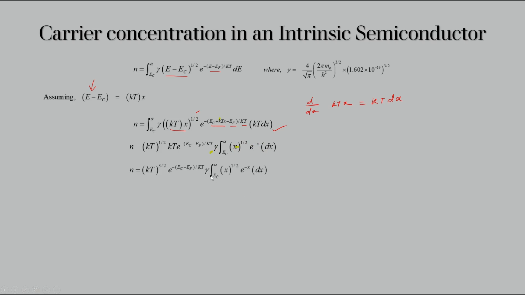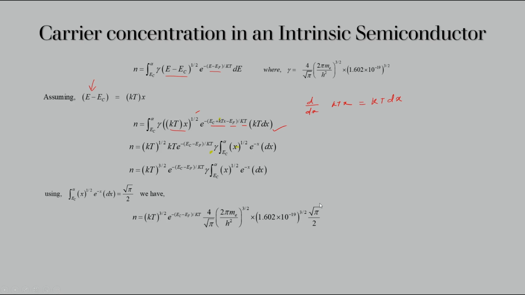Moving forward, this KT and this KT combining together will be KT to the power 3 by 2. Then this is the e to the power minus of EC minus EF term. This is the gamma term. Then the remaining term is inside the integration. Now if you consider the integration of x to the power half and e to the power minus x dx, this integration term is replaced by root pi by 2, then this equation will become something of this format, where this is KT, this is the remaining term, this is the value of gamma we have written here, and this value is root pi by 2.